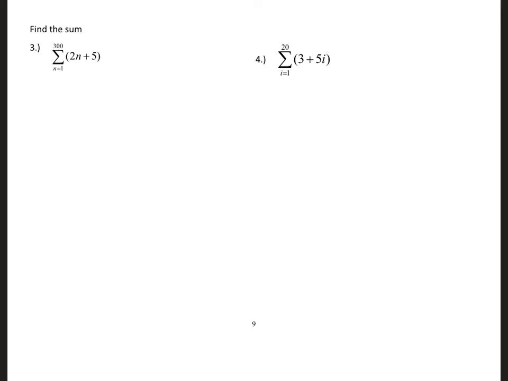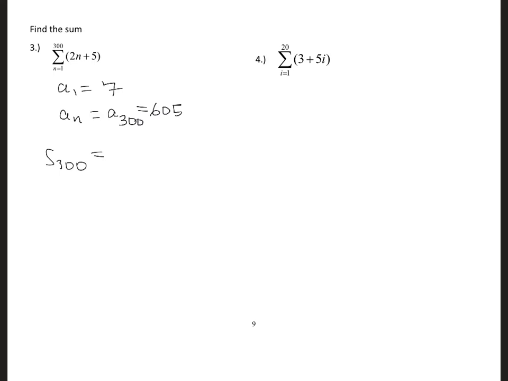Okay, here I need to find the sum. So what do I know? I need to write the first term. I get it by plugging in 1, so it's going to be 7. I can also get the last term. I plug in 300, which is going to give me 605. So I'm looking for the sum of 300 terms.